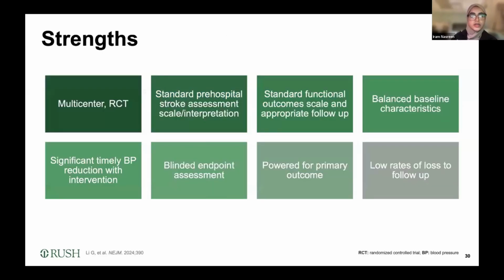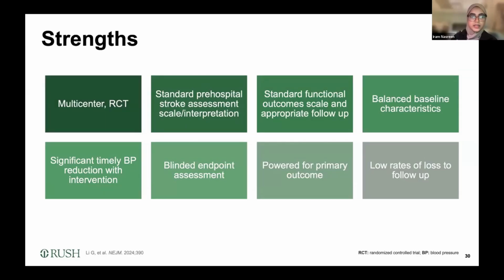So then going into the critique of this study, for strengths, this was a multi-center randomized control trial. They did use standard pre-hospital stroke assessment scales with the FAST scores and their interpretation of it as well. They had standard functional outcome scales used for their primary outcome and an appropriate follow-up period of 90 days, which is similar to previous literature that we evaluated.